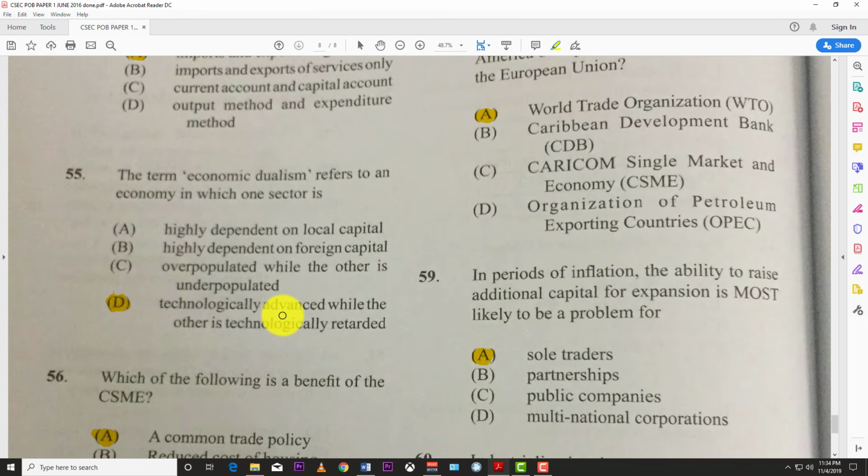55, the term economic dualism refers to an economy in which one sector is, and the best answer here is technologically advanced while the other is technologically retarded. So in some countries, in one economy, you can have a set of people who have access to highly technological stuff, whereas the next section of the same economy only uses low-tech stuff. For example, farming. You might have two different types of farming in the economy. Some people have the tractors, the machines, the implements for large-scale farming, whereas some in the rural areas might use the donkeys and the hoes for small-scale subsistence farming. So the best answer here is D.